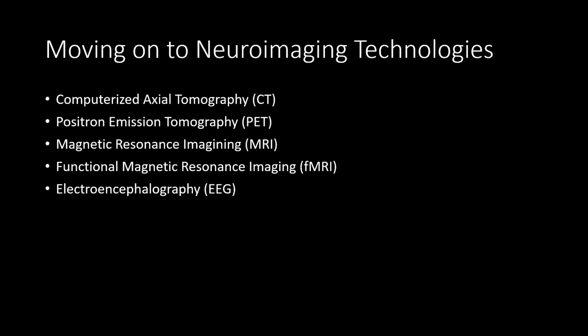Moving on to neuroimaging technologies, we are going to talk about 5 of them. Computerized axial tomography, positron emission tomography, magnetic resonance imaging, functional magnetic resonance imaging, and electroencephalography. Their common abbreviations are given next to them.